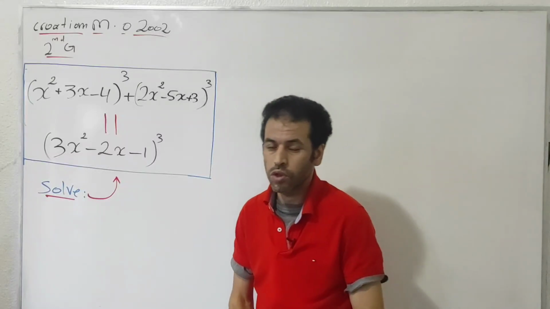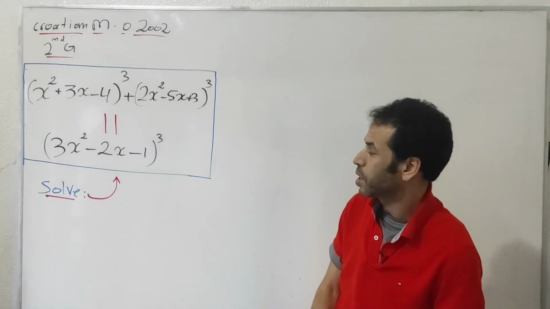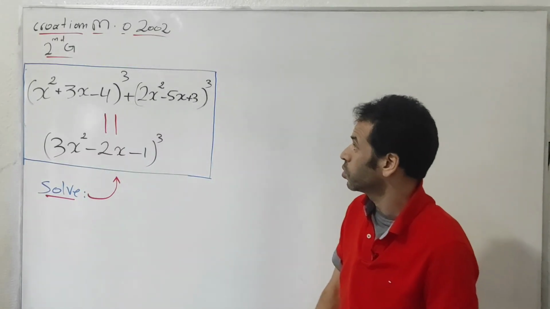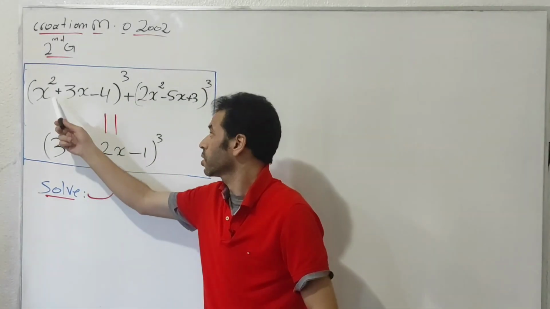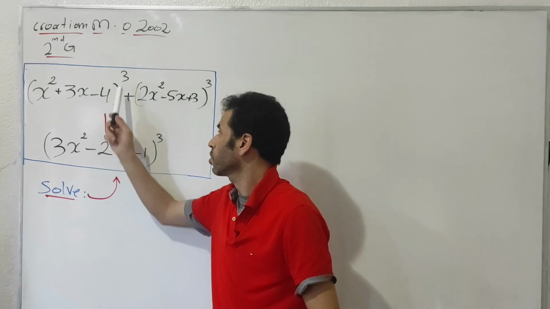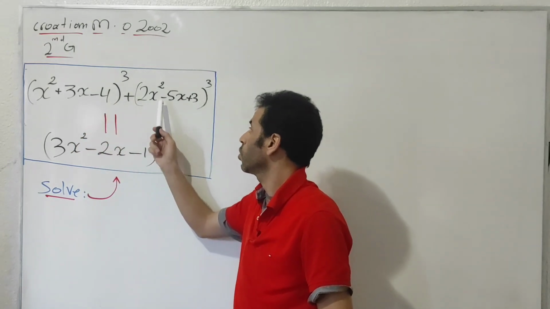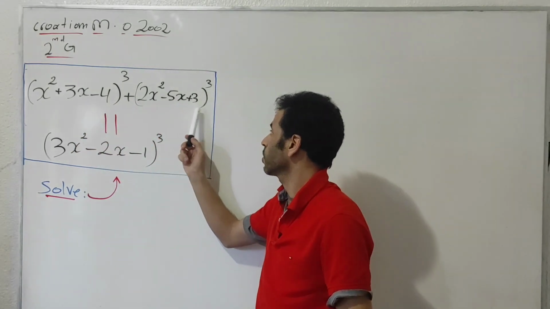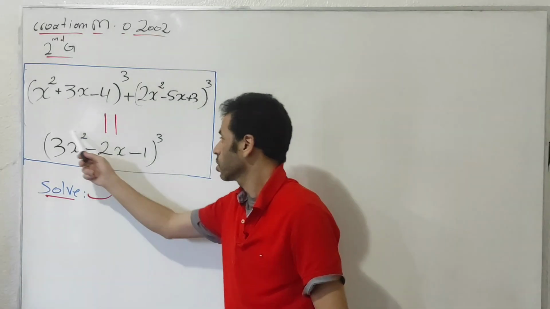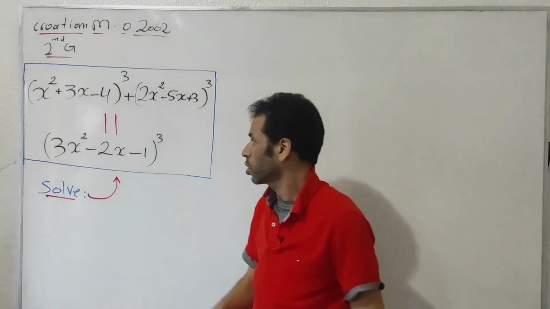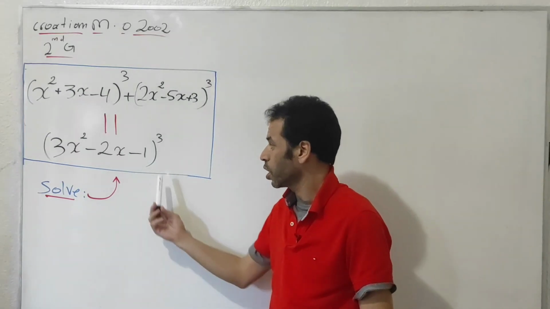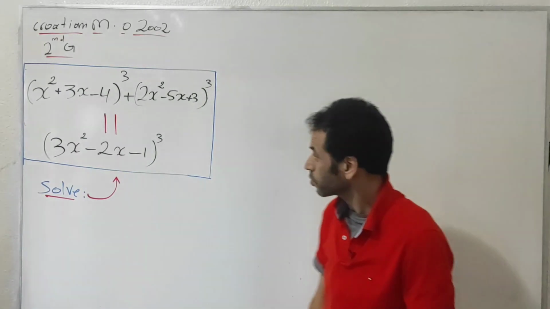I would like to introduce a very nice problem of Croatian Mathematical Olympiad edition 2002, second grade. Here is the following equation. We have (x² + 3x − 4)³ + (2x² − 5x + 3)³ = (3x² − 2x − 1)³. Okay, our goal, we are going to solve this equation.